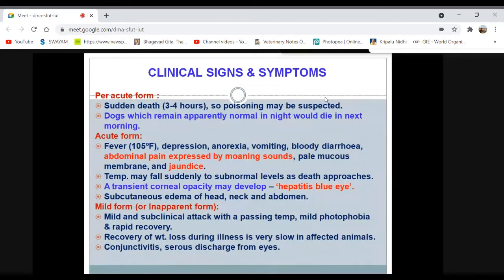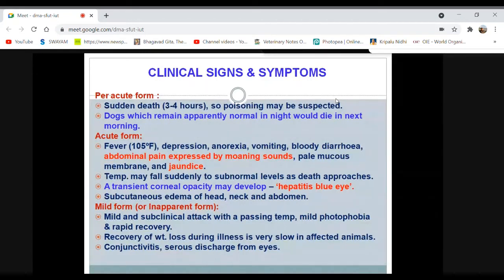Subcutaneous edema may also be observed in the neck region, head, as well as the abdomen. So this is about the acute form, which is the most important, and most of the dog cases are in this form. Then there is the mild or inapparent form, where the clinical signs are mild or subclinical. Maybe a passing temperature, some mild photophobia, and mostly they recover from that. In this case, recovery of the weight loss during the illness is very slow in the affected animals. Of course, it takes time to regain weight.